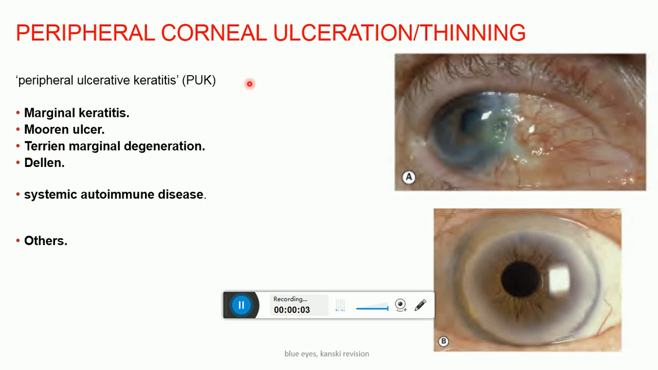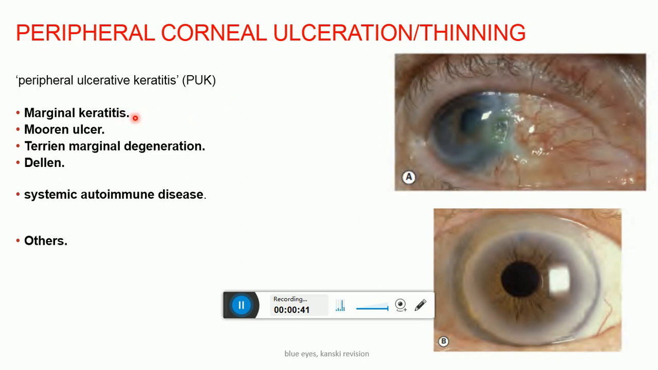Today's topic is peripheral corneal ulceration or peripheral corneal thinning, also known as peripheral ulcerative keratitis. When inflammatory, it refers to a presentation characterized by thinning and ulceration, preferentially affecting the peripheral rather than central cornea, and spreading around the margin. It should be noted that any cause of corneal ulcer can affect the periphery.